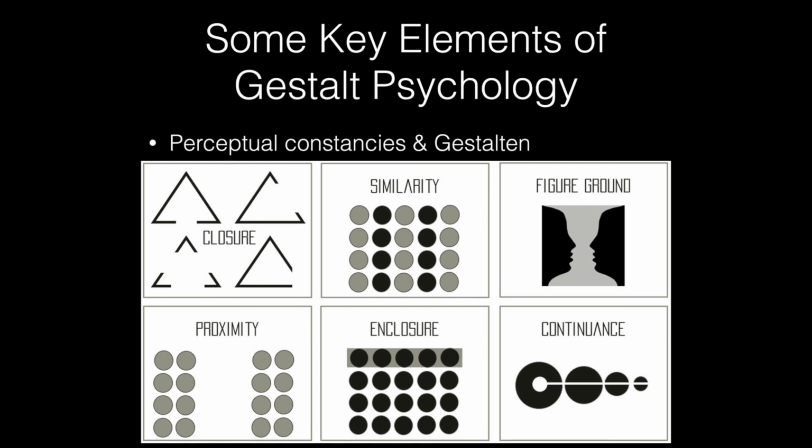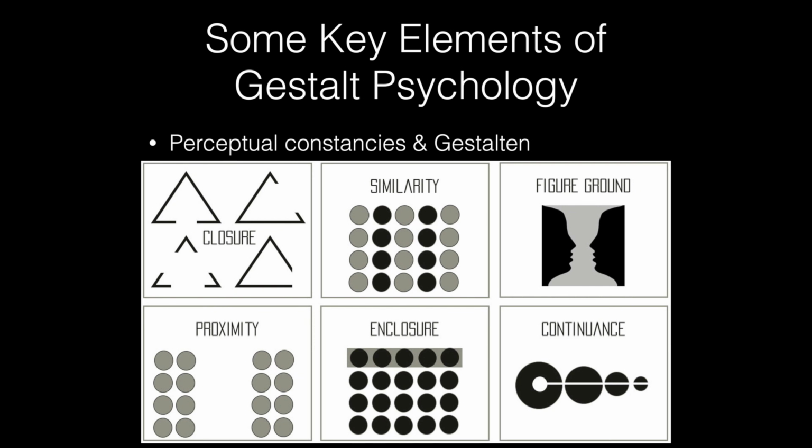On the next one over to the right, you can see similarity. And the idea here is that our brain sees some of these dots going together and other dots being different from them because of the way they physically look. So we automatically group them when we look at them, that we have this field of brain activity that's being activated by the similarity Gestalten.